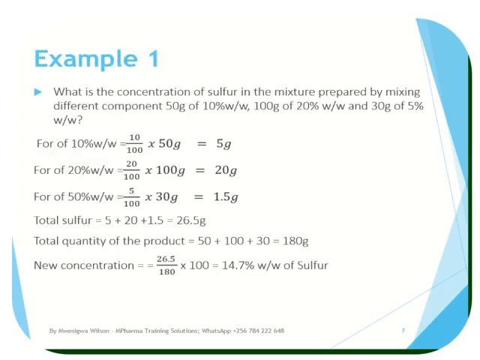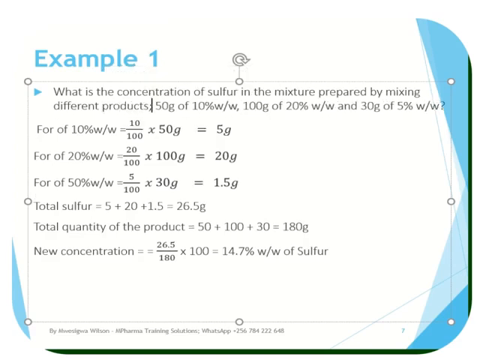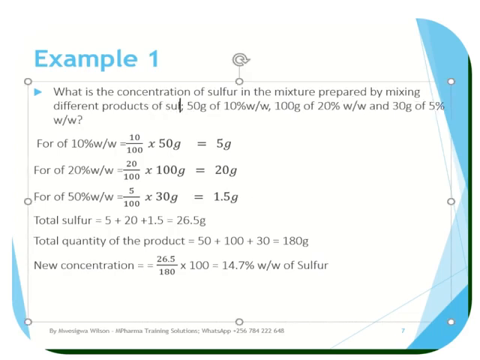I have an example here. What's the concentration of sulfur in a mixture prepared by mixing three different products? Let us call this one three different products: 50% of 50 grams of 10% weight per volume sulfur ointment. Let me make it clear, of sulfur ointment.